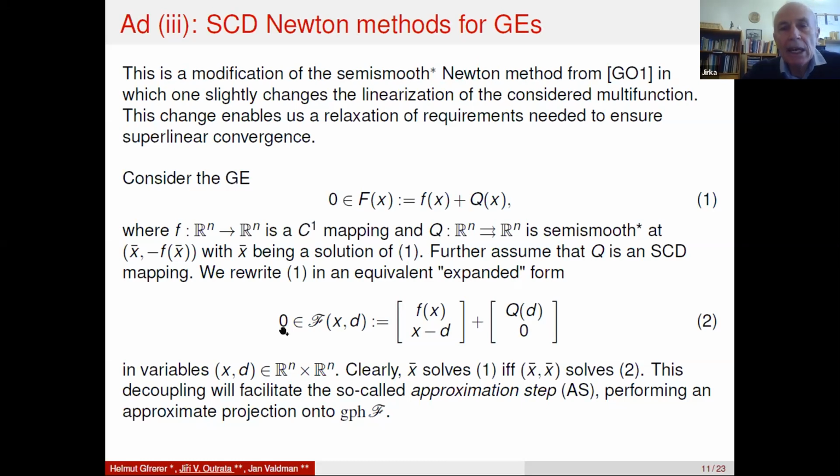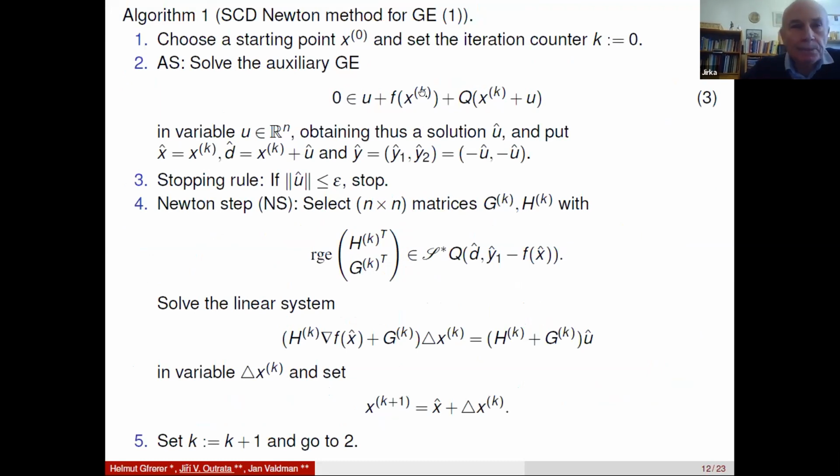The first step consists in building this extended mapping where we decouple the variables in the first line. So you see we work now with two variables, x and d, and in order to ensure that this is equivalent with the original one, we must put here this x minus d. The purpose of this expansion is the so-called approximation step, which I will explain in a minute. So this is the algorithm.